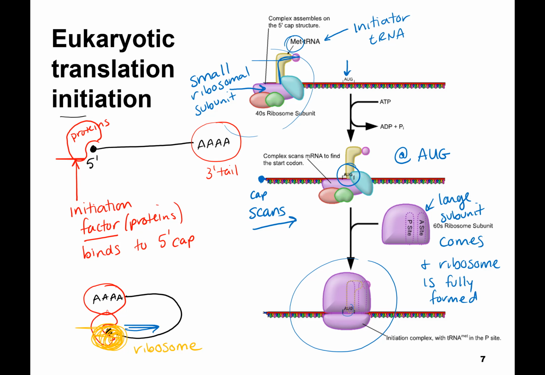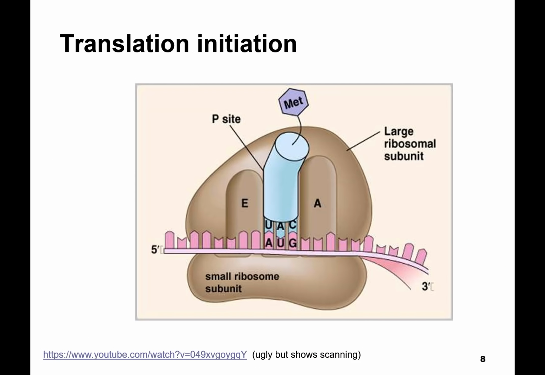The small subunit, some initiation factors, some proteins, and the initiator tRNA, the Met tRNA, form a complex, and they bind the cap and scan, moving along like a train on a track until they find the right AUG. At that AUG, here it is, our start codon, you have that initiator tRNA with its methionine amino acid hooked in. The large ribosomal subunit comes on, and now we are ready for translation elongation.